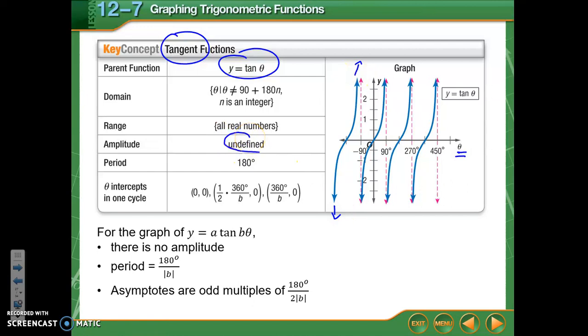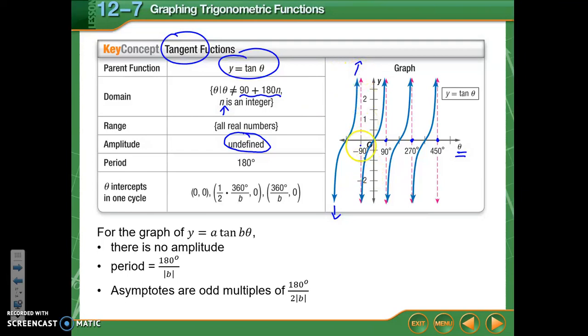Notice that it does not have an amplitude because it goes forever in the positive and negative direction. Its domain is theta such that theta cannot be 90 degrees. Notice that here it's undefined. And it's every 180 degrees after that. So it's 90 degrees plus 180 degrees is 270. That's another undefined point. Plus 180 degrees is 450 degrees, another undefined point. So the way that we write that is 90 plus 180n. So starting at 90, then plus every multiple of 180, every integer multiple.